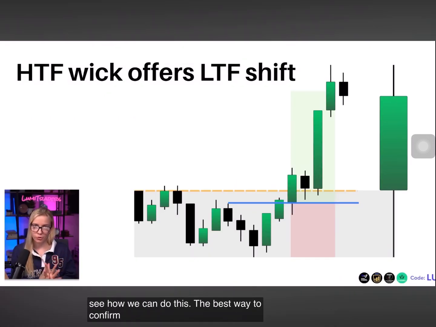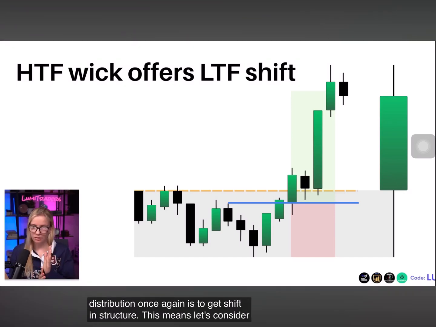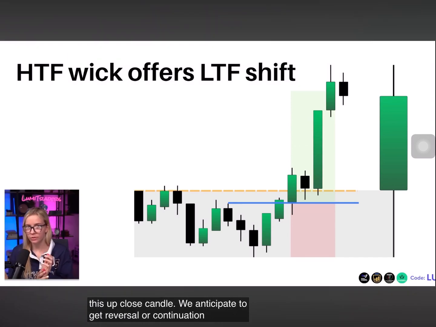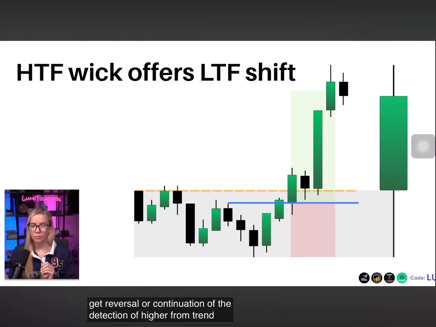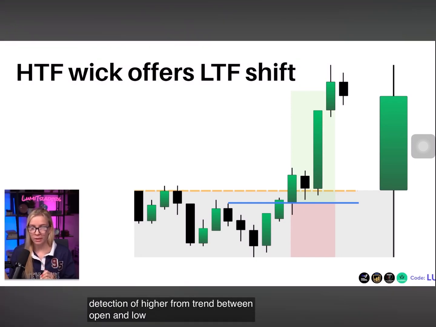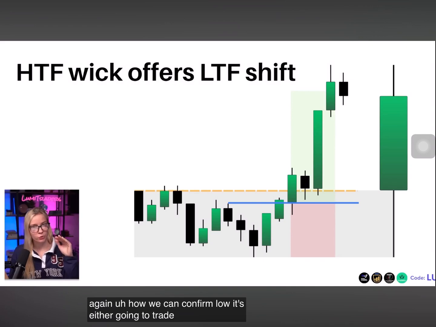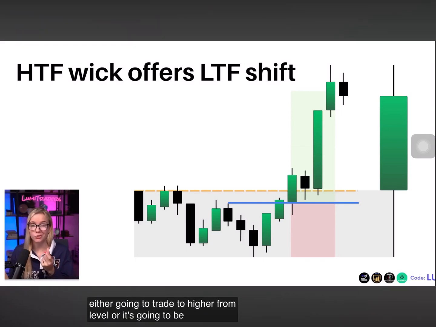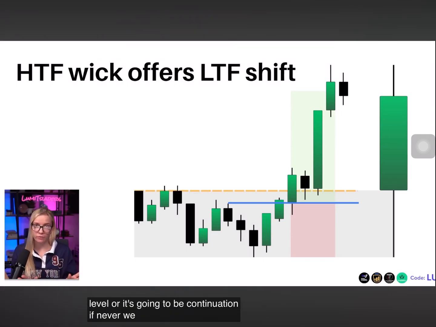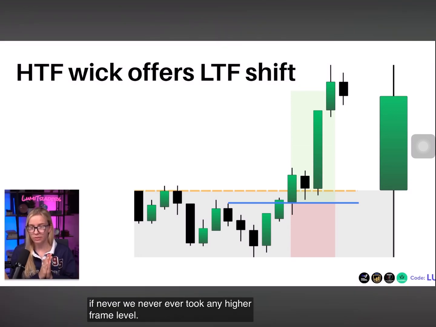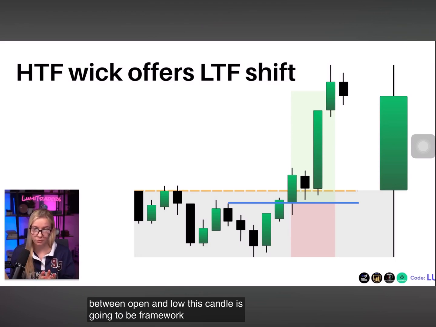The best way to confirm the lower time frame framework for distribution, once again, is to get a shift in structure. This means let's consider this up close candle. We anticipate to get reversal or continuation of the direction of the high time frame trend between open and low of the candle. So once again, how can we confirm the low? It's either going to trade to a high time frame level, or it's going to be continuation if we never took any high time frame level. This means the distance between open and low of this candle is going to be the framework for distribution.